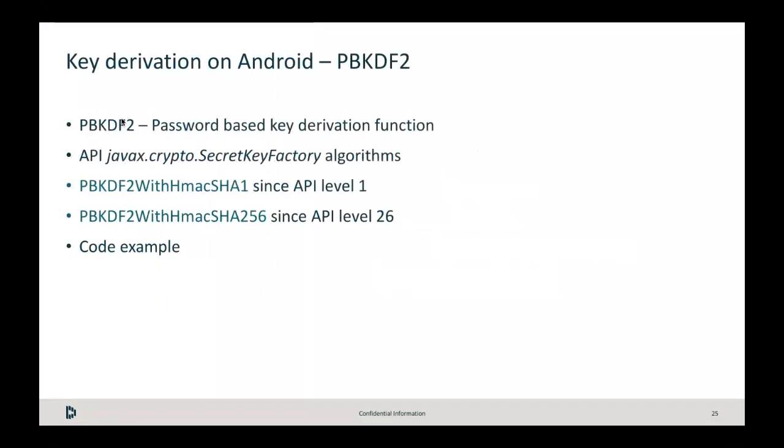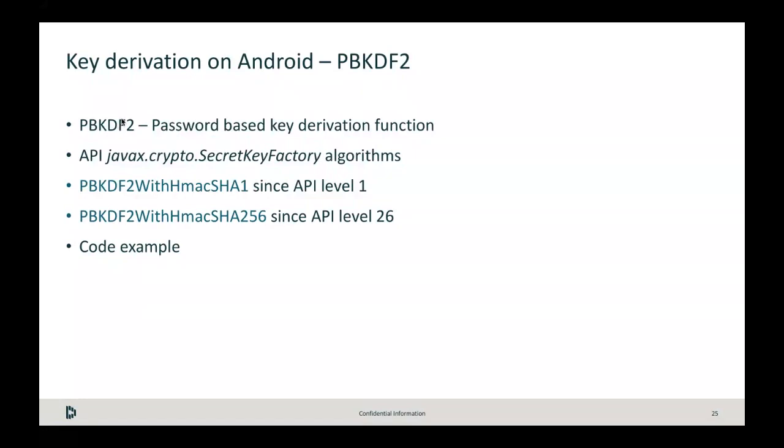For key derivation, there's a built-in function in the framework API, called PBKDF2, which stands for password-based key derivation function 2. It is a commonly used algorithm to derive key material from a passphrase. So the Android framework provides an implementation of this algorithm inside the SecretKeyFactory package. There are two built-in algorithms. The first one is PBKDF2 with HMAC SHA-1, available since API level 1, and PBKDF2 with HMAC SHA-256, which is available since API 26.